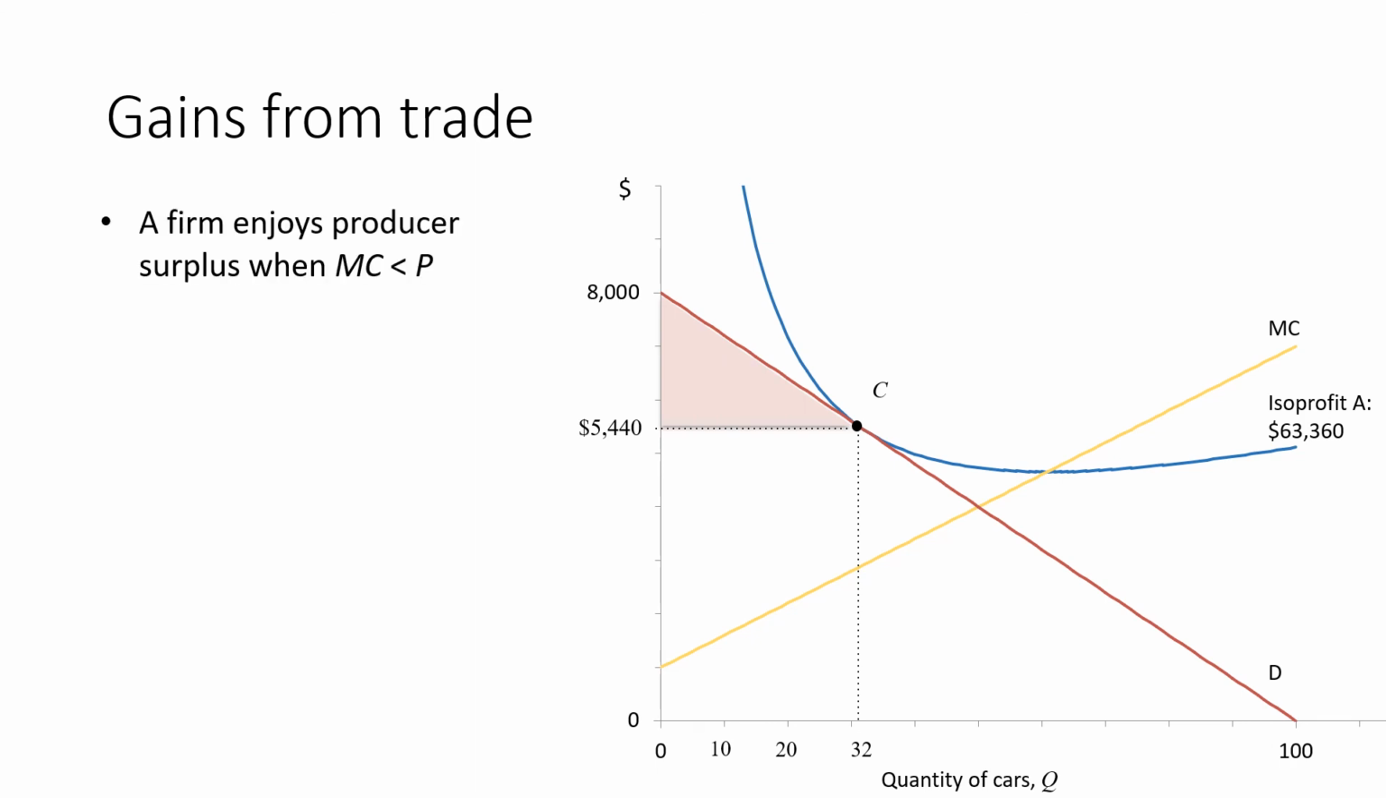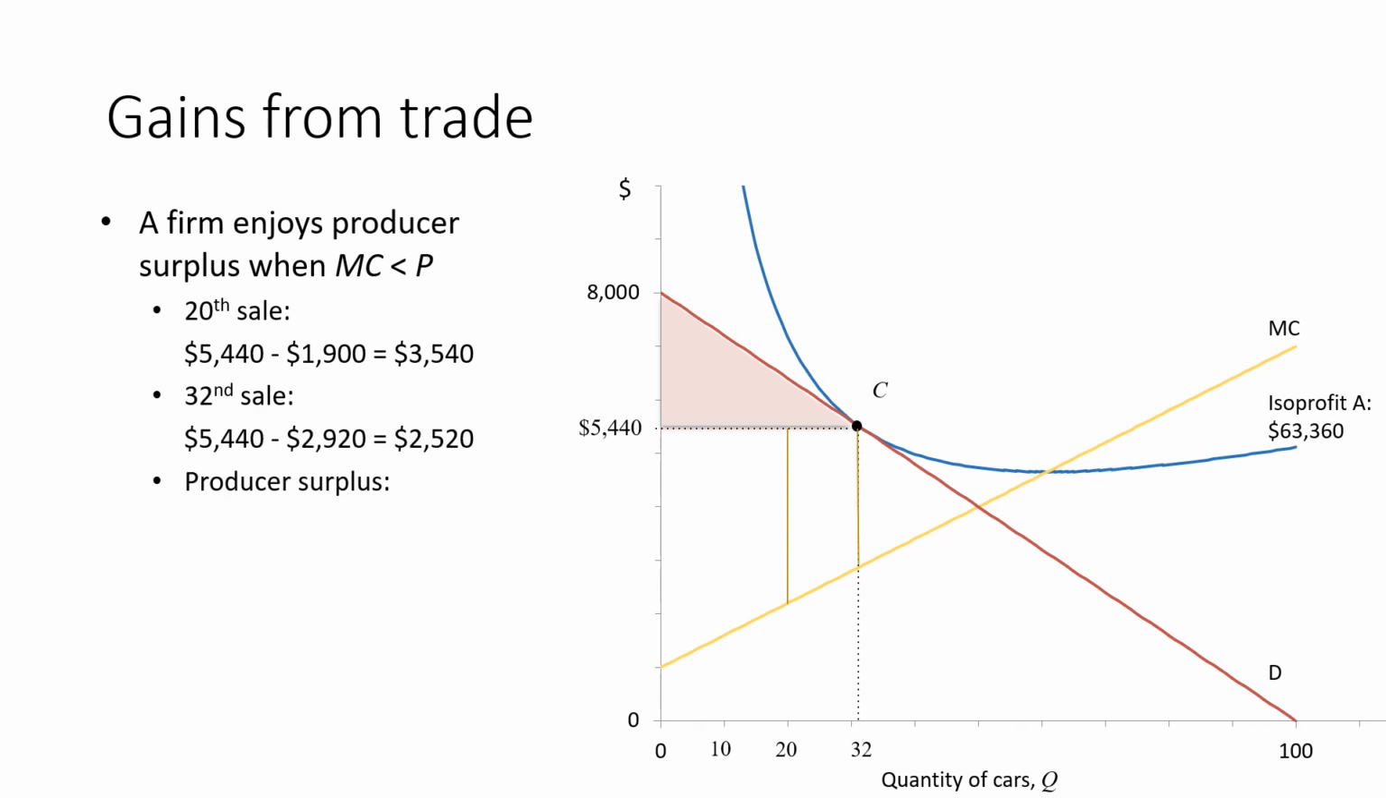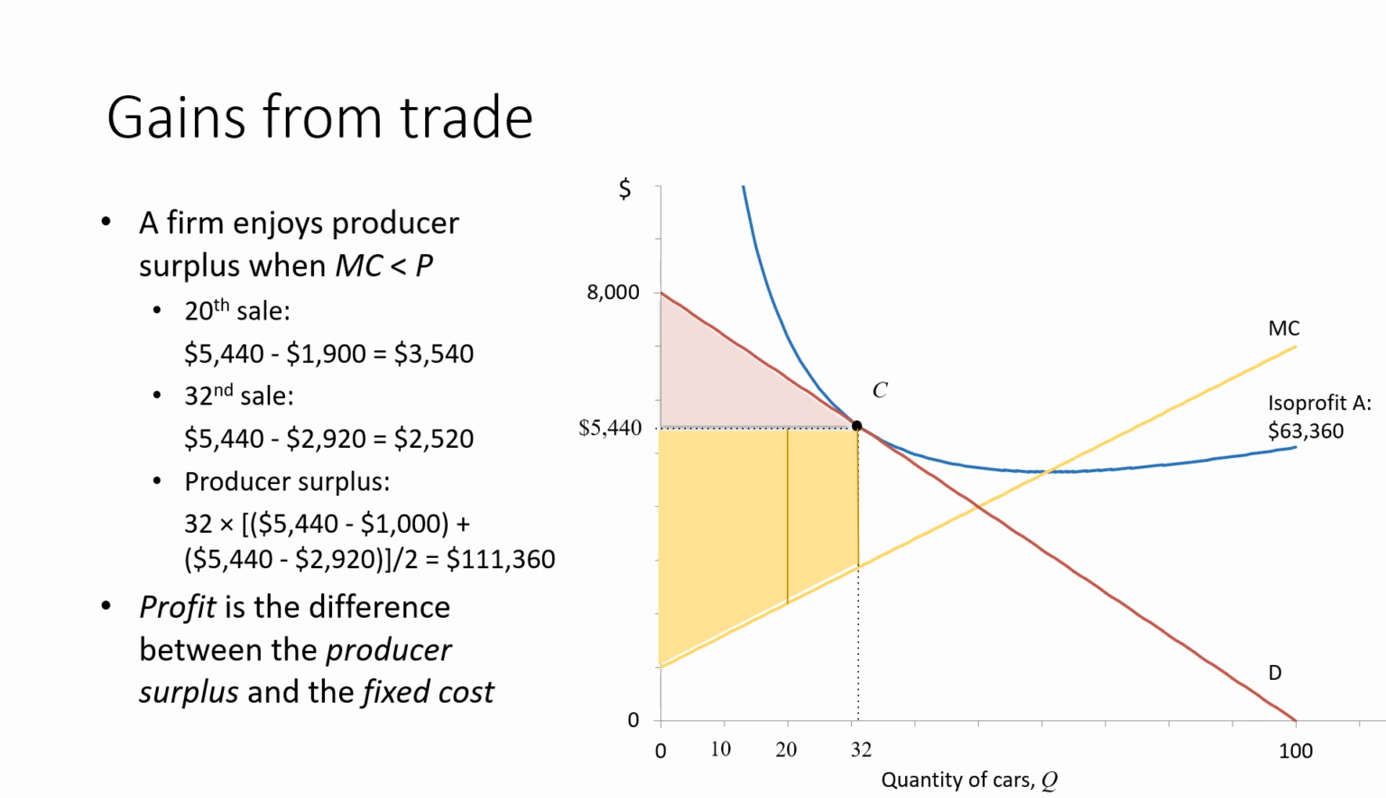A firm, on the other hand, enjoys the producer surplus when MC is less than the price. If you remember, from the consumer's perspective, when their willingness to pay is bigger than the price, they enjoy the surplus. From the firm's perspective, they enjoy the surplus when their marginal cost is less than the actual price. Here, the 20th sale is going to give 3,540, the 32nd sale is going to provide 2,520, and the producer surplus is going to be the entire yellow area. You can do this calculation yourself and end up with a producer surplus of 111,360.